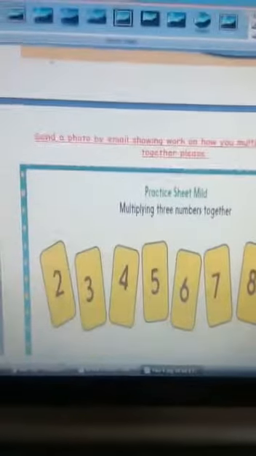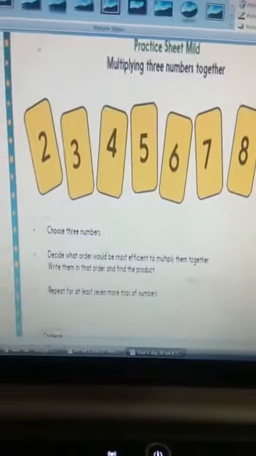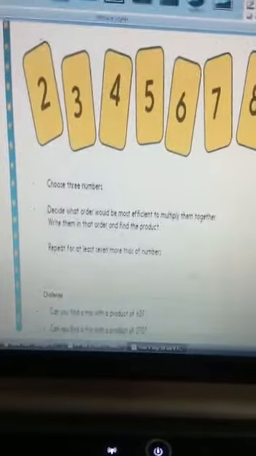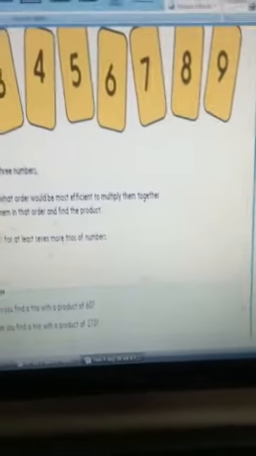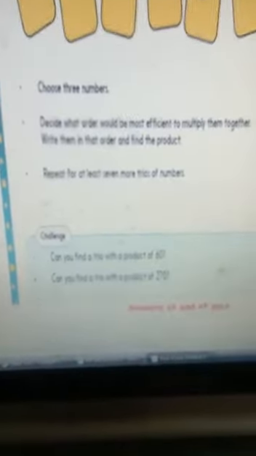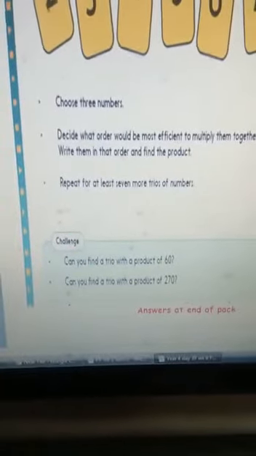We've got some practice sheets coming down. For the mild sheet, we've got digits from 2 all the way up to 9. You've got to pick 3 of those numbers and decide what order would be most efficient to multiply together. Write them in that order and find the product. Try and do that at least 7 times with 7 different trios of numbers. And then there's some challenges. Can you find 3 numbers that make the answer 60? So think about it. And then can you find a trio of numbers with the answer 270?